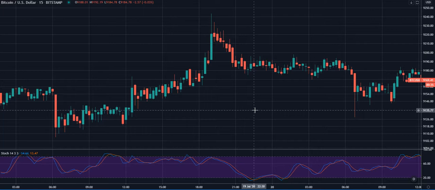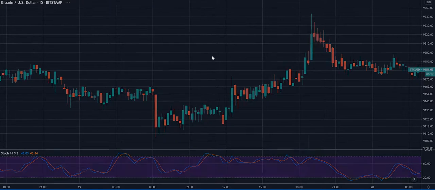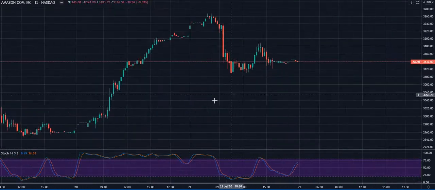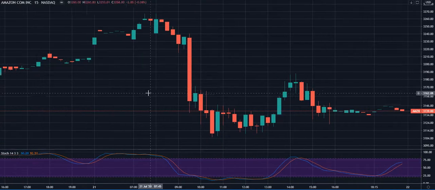So you can see now there's a lot of it that's not going to work. So let's go with a different ticker. Let's go with Amazon. So Amazon stock. So we'll just use today's, July 21st's trading day. Okay.